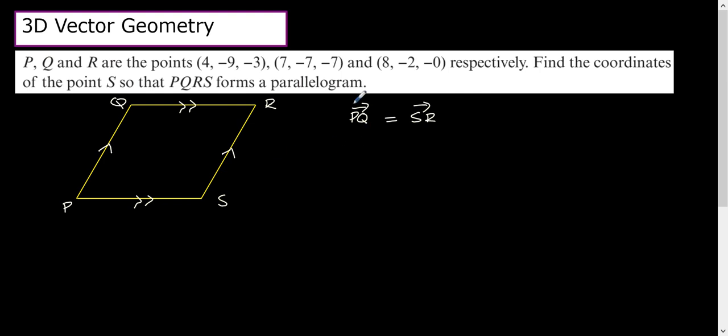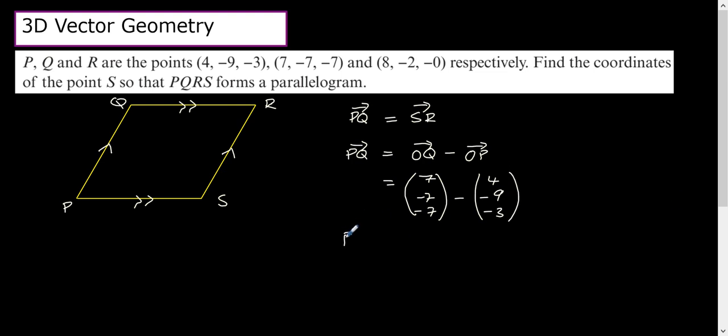So the reason I chose PQ is because I can now work out what PQ is using my coordinates. PQ, very similar to the last question, we're going to do OQ minus OP. Remember, it's always the second minus the first. So we write OQ as a column vector, 7, minus 7, minus 7. And then we're going to take away OP, which is this one here, 4, minus 9, minus 3.